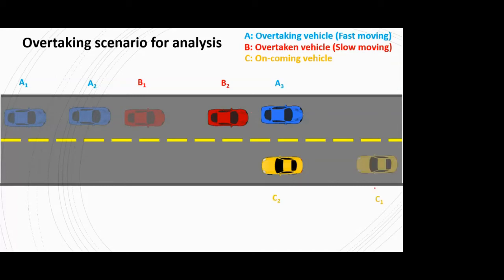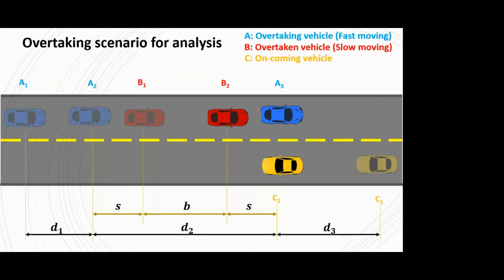And similarly for C vehicle, it's an oncoming vehicle. So C1 is the initial location, and by the time the overtaking operation completed, it came to a location C2, which is, you can say, almost adjacent or in line with your A3 location. Okay, so these are the different locations.